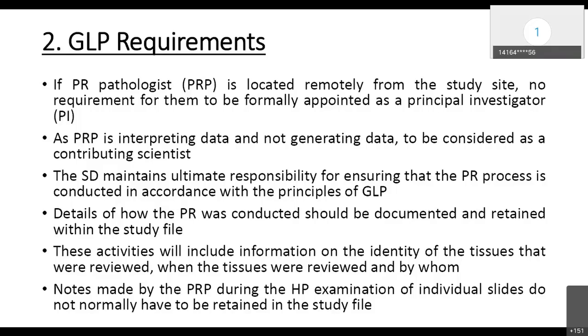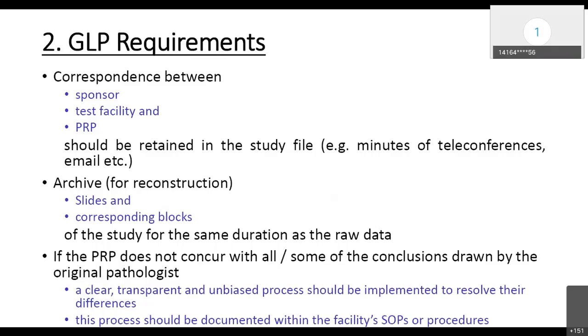Next one, please. Each correspondence between the sponsor, test facility, and peer review pathologist should be retained in the study file. Correspondence could be minutes of teleconferences, email communications, or any other hard document exchange among them. And all the slides and the corresponding blocks used for preparation of the slides are to be archived.